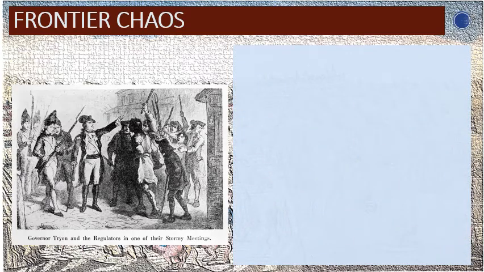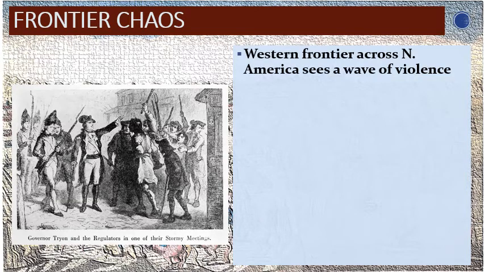That's not the only frontier chaos. Pontiac's Rebellion happens in the 1760s. In fact, there's a whole wave of frontier violence in the 1760s as colonists are feeling anxious and pent up and trapped in these frontier communities, and not being able to help or govern themselves effectively. So throughout 1763 to 1770, there's actually a whole wave of violence that occurs on the frontier.